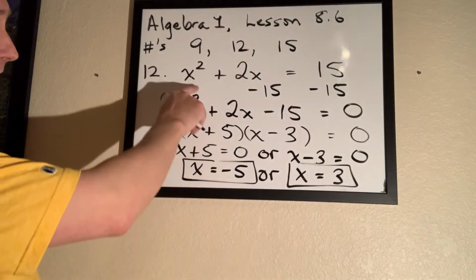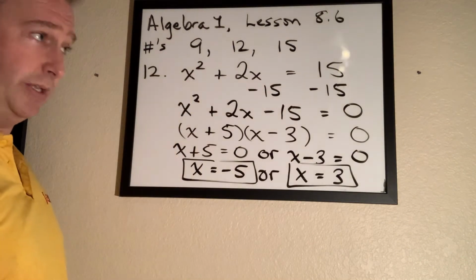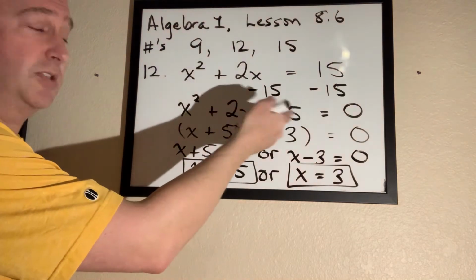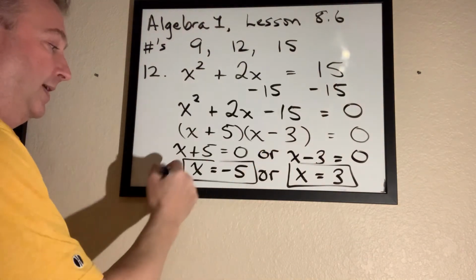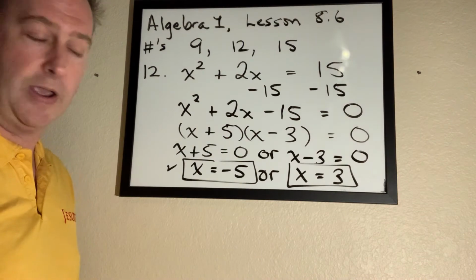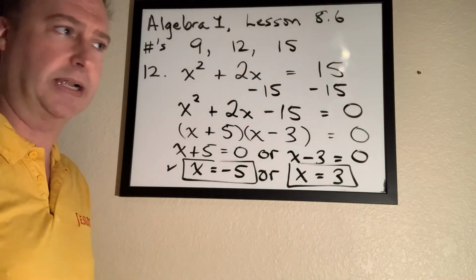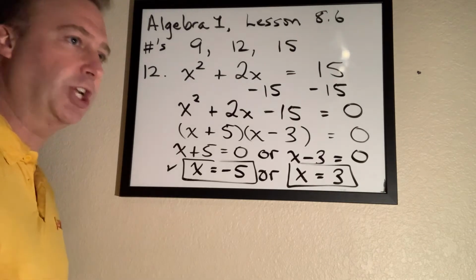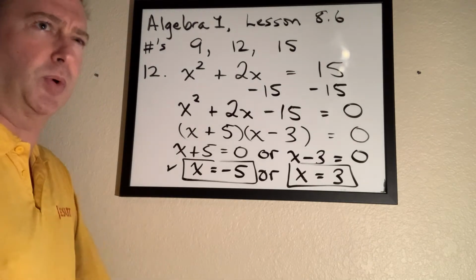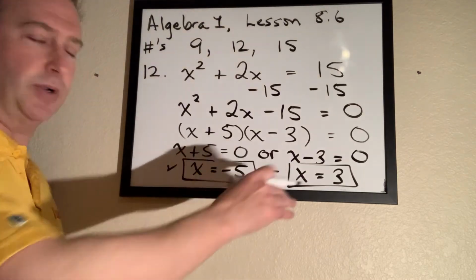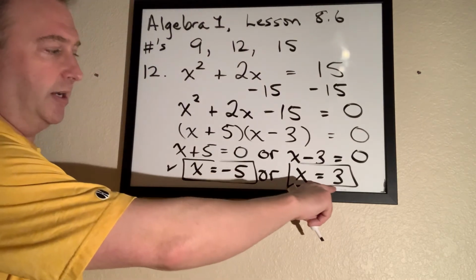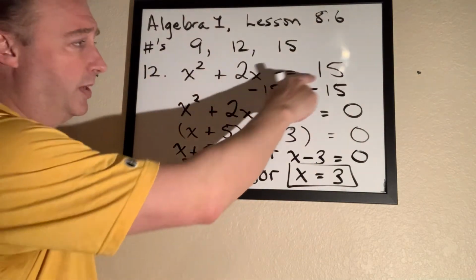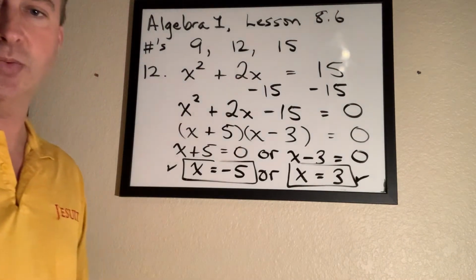Plugging negative 5 back in for x, negative 5 squared is 25. Then we have plus 2 times negative 5, so that would be minus 10. So 25 minus 10 equals 15. Yep, that answer checks out. And again, if your factoring is correct, these answers will check out. There's not a crucial need to double check, because if your factoring is correct and you've solved correctly, they're going to check. But let's check the second one. x is 3, 3 squared is 9, plus 2 times 3, which would be 6 more, is 15. So that answer checks as well.